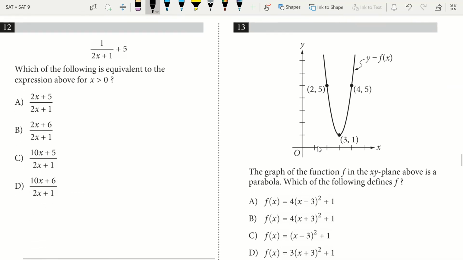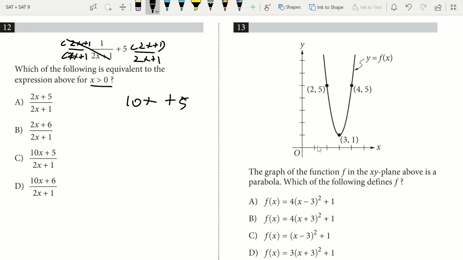All right, question 12. Which of the following is equivalent to the expression above for x is greater than 0? All right, my lowest common denominator is going to be 2x plus 1. When I multiply 2x plus 1 by this here, I see that this cancels. I'm left with 1 over it, and then I can do 5 times that 2x plus 1 over 2x plus 1. 5 times 2x gives me 10x. 5 times 1 gives me plus 5. And then I also have that plus 1 from that other side. So I'm going to have 10x plus 6 over my denominator of 2x plus 1.